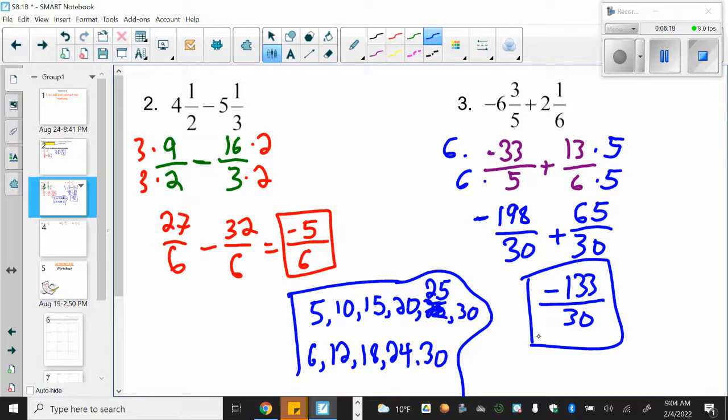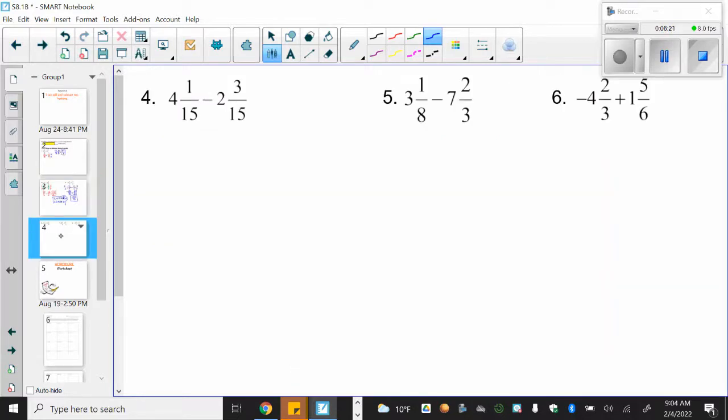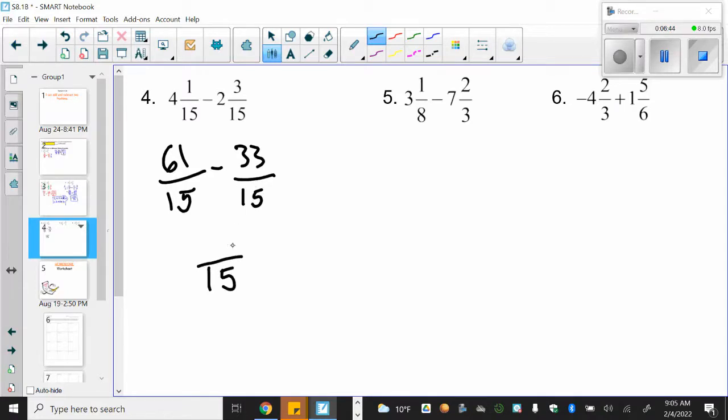All right, let's see. We got 3 more. Let's get to it. All right. First, let's convert. 15 times 4 makes 60, plus 1 is 61 fifteenths. 15 times 2 makes 30. 30 plus 3 makes 33. 33 fifteenths. Hey, look, the bottom numbers match. So we're just going to make a fraction with 15 on the bottom. 61 minus 33 makes 28.